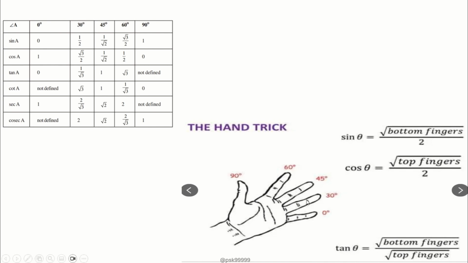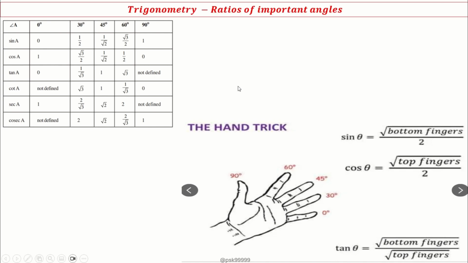If you want it a little bit easier to remember, cos theta will be top fingers by 2 instead of bottom fingers. Let's take cos 60. Cos 60 is one top finger, only one is there, right? Square root of 1 by 2, which is 1 by 2. So cos 60 is 1 by 2, like this. Tan is also sine by cos, so you can easily guess it, right? So this is the trick to remember these values.